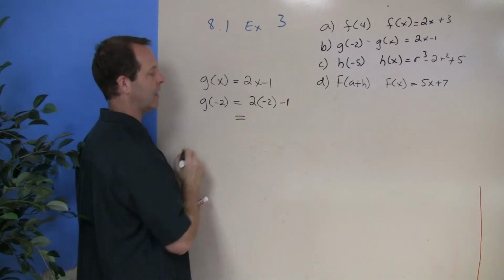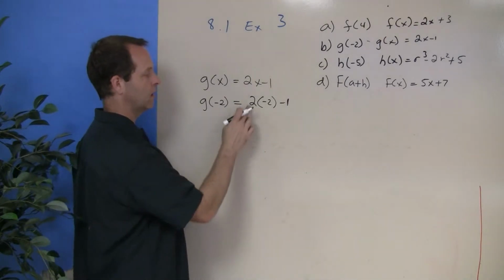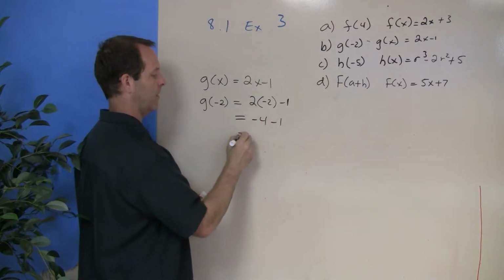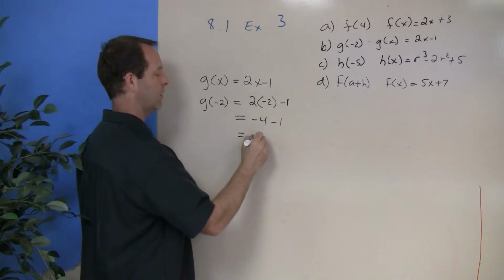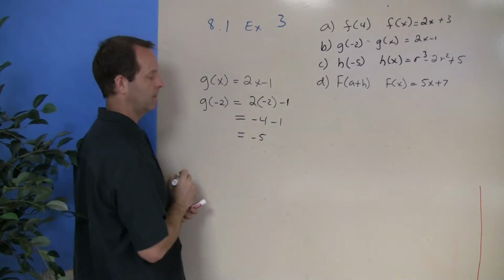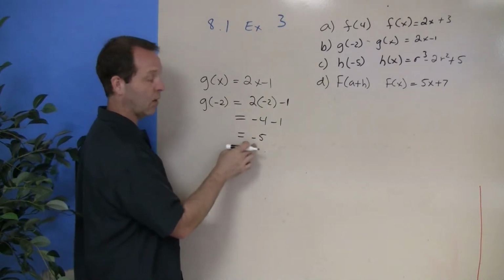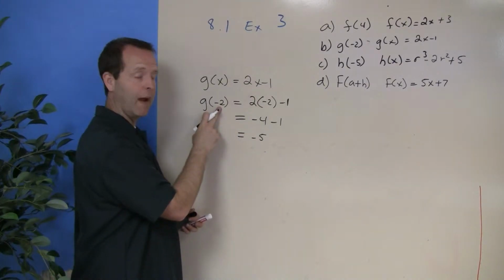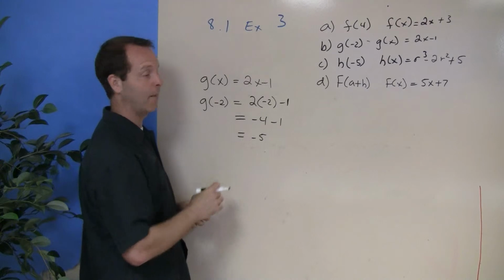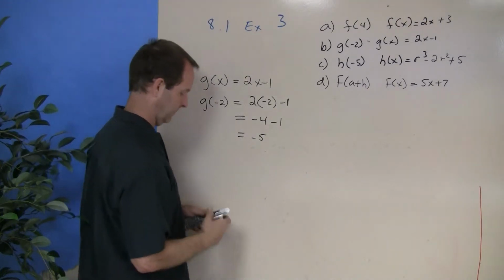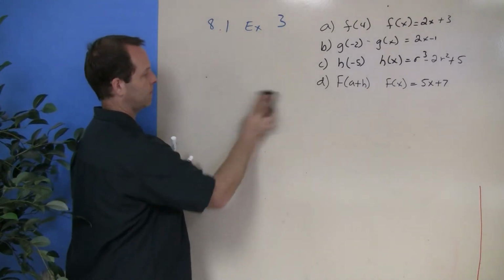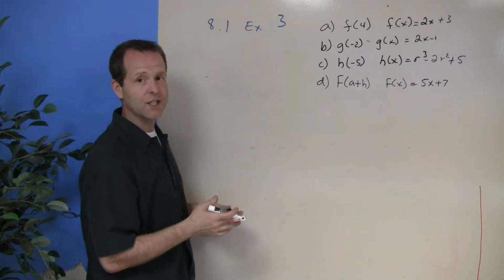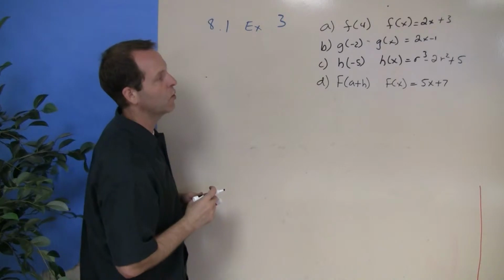And I'm going to slowly and accurately work that out. 2 times a -2 is a -4 minus a 1. And a -4 take away 1 is a -5. So g of -2 equals a -5. And again, this -2 represents my domain, and this -5 represents my range. Next function. I have just another function. We just called it h just to help us keep on the same page with which one we're looking at.